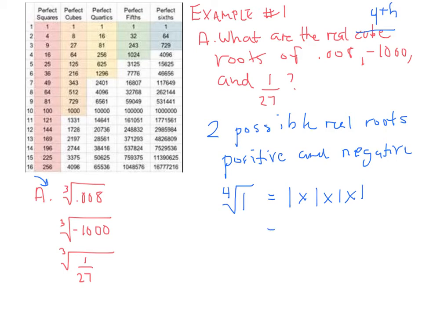Another possibility would be -1 times -1 times -1 times -1. That would also give you 1. So -1 would be your negative real root to the fourth root of 1. So 2 possible real roots are plus or minus 1. Remember, we call the positive root the principal root, and we call the negative root the opposite of that root.